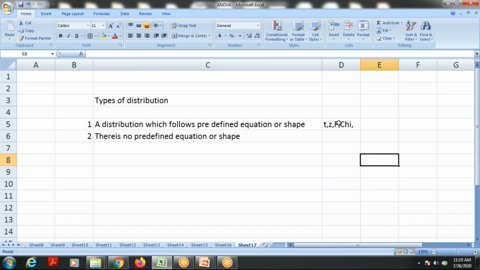Now you tell me, do you remember the equation of T? Or Z? How is the Z value written? I mean to say, right now I don't remember the equation. I know the equation is there, that's what I'm saying. We discussed it, so this is the equation. Whatever I have written here, all of these have equations. Got it? Equation or shape. Shape is also there. So one has an equation, and in the other there are no equations.